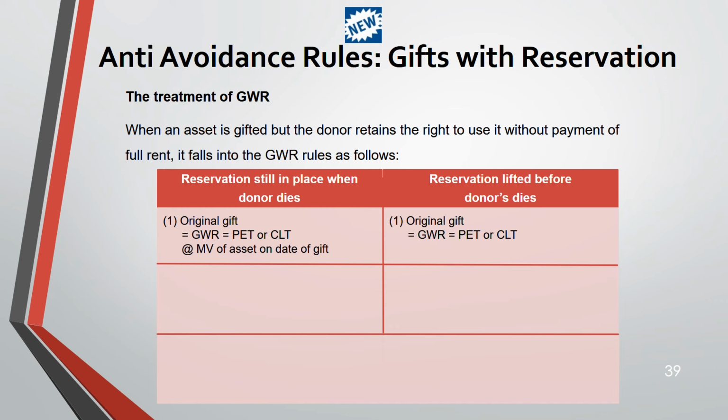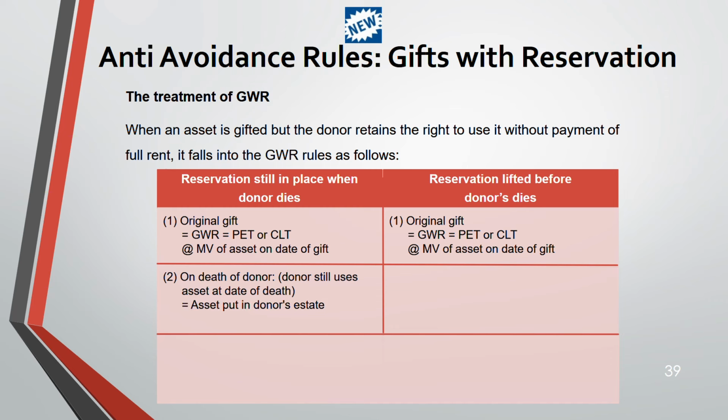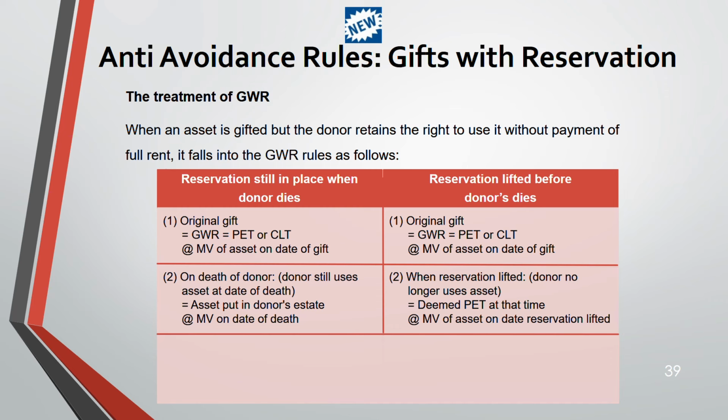If it's lifted, the original gift could be given with reservation. Market value of asset on the date of gift. First one is same. Coming to the second one, on the death of donor, the donor still uses the asset at the date of death, so you have to put the asset in the donor's estate, at market value on the date of death. But in the second scenario, where the reservation is lifted, that means the donor is no longer using the asset, it's a PET. It will be considered a PET at that time, and you have to use the market value of the asset on the day the reservation is lifted.